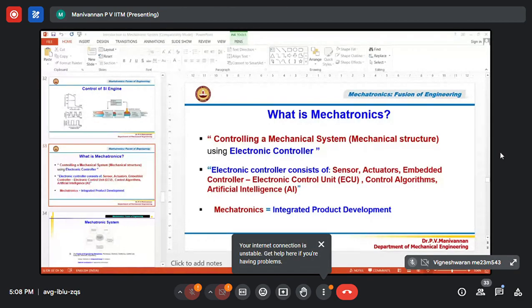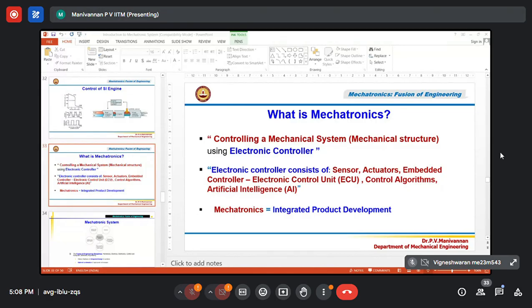So wherever you see a mechanical system, there is an automation. Automation means there is an electronic controller. Electronic controller means it will have sensor, actuator, embedded software, electronic hardware ECU, and control algorithm as programs. So combining a mechanical system with electronics is called mechatronics. Already we saw many examples. So you can say it is mechatronic integrated product development. We'll see what it is in a subsequent slide.